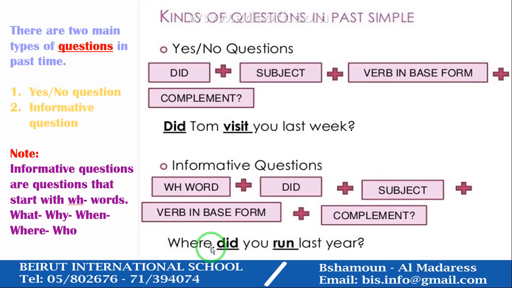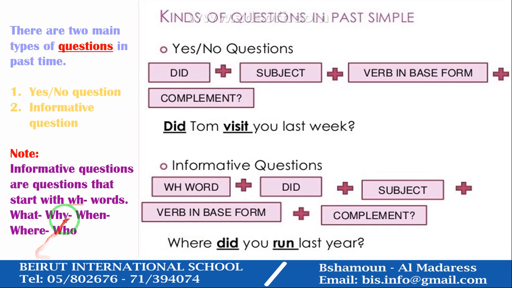We'll be asking about a place with where, about time with when, about reason with why, and about the subject with who ate the sandwich. So we're asking about the subject here. We have a missing subject. It's going to be WH word plus verb in base form plus complement.